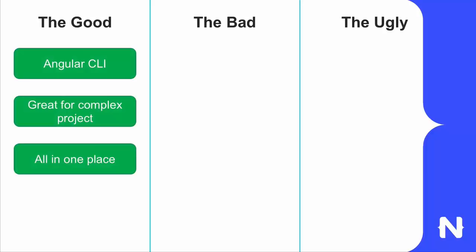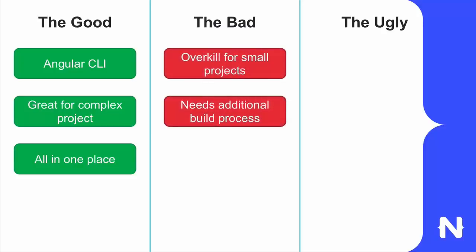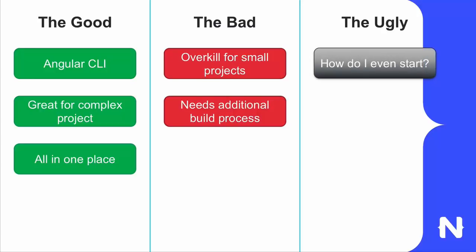So the pros and cons really are, the good part is that you could use Angular CLI. This approach is pretty good for complex projects, and everything is in one place. So it's actually quite easy to manage, between your web and your mobile application. The bad thing about this approach is that it's a bit of an overkill for small projects, and the fact that you need an additional build process can be a little bit daunting at first, which is basically even the ugly part of like, how do I even begin? And where do I get a project that would have the build process out of the box?